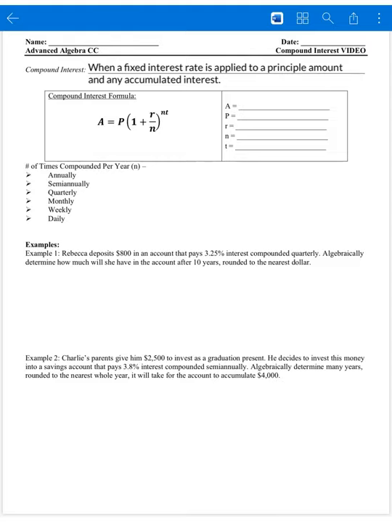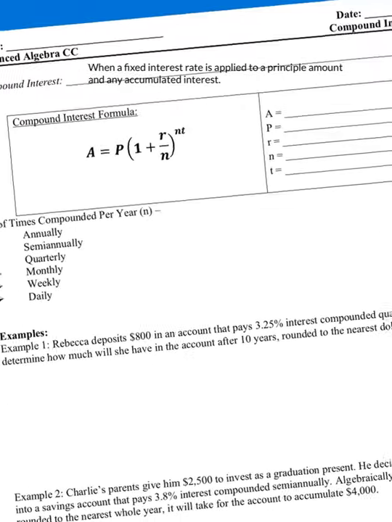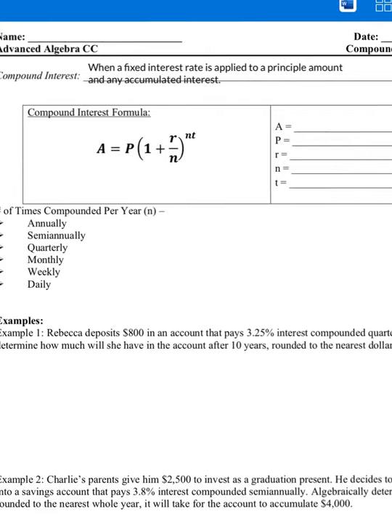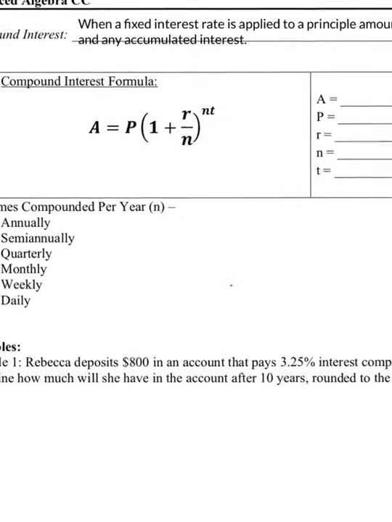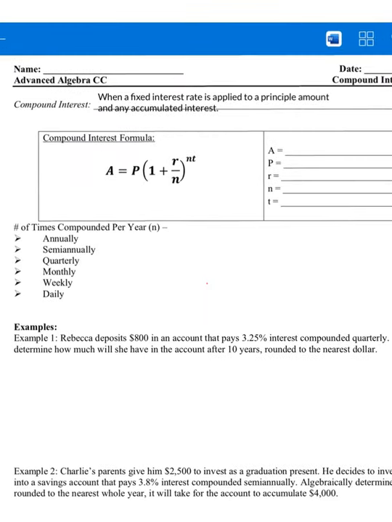All right, so this is your formula. A equals P times 1 plus R divided by N, raised to the NT power. It's a little bit more going into it. This is an example of exponential growth, right? The interest is going to increase our bank account, so it's exponential growth instead of decay.